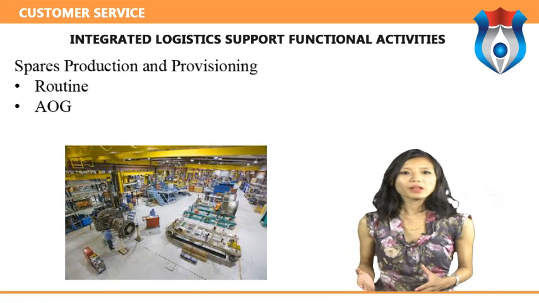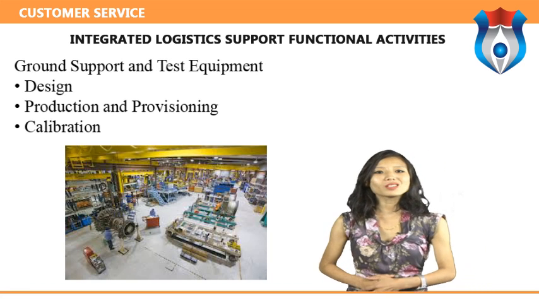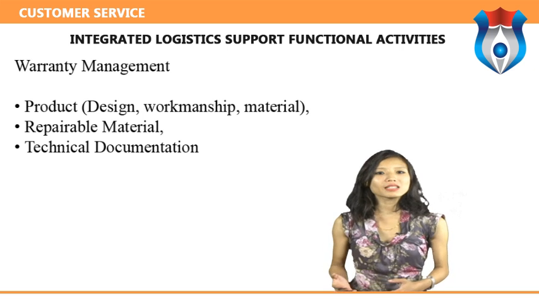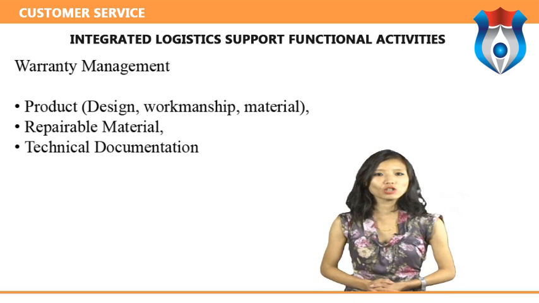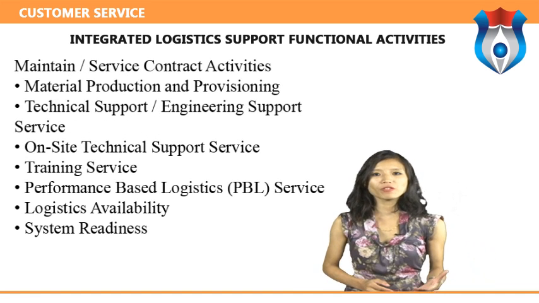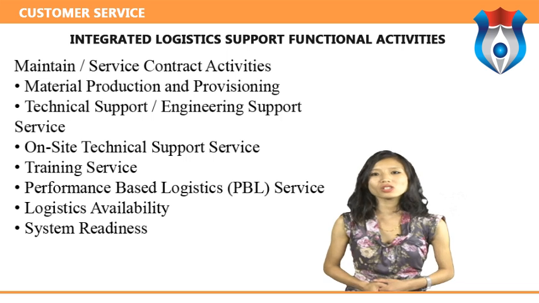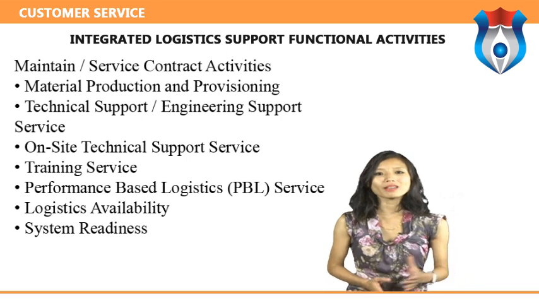and provisioning. Services are provided in the following categories: routine, AOG, ground support and test equipment design, production and provisioning, calibration, warranty management, product design, workmanship, material, repairable material, technical documentation, maintenance or service contract activities, material production and provisioning, technical support or engineering support service, on-site technical support service, training service, performance-based logistics (PBL) service, logistic availability, system readiness.